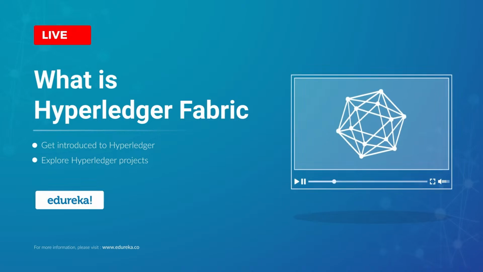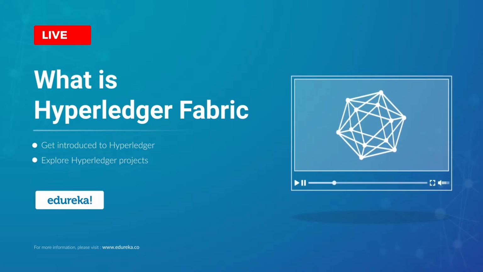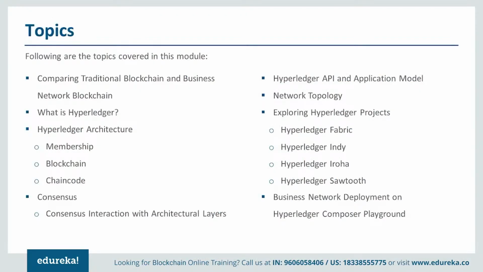Today, we will start with Hyperledger. We will see how you compare the traditional blockchain and a business network. What is the Hyperledger project? What is the architecture? How do you achieve consensus in a Hyperledger network? What are the different API and application models that are available? What are the different kinds of network topology that you can have in Hyperledger? What are the different projects?